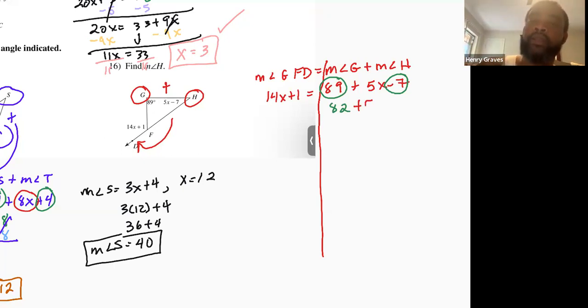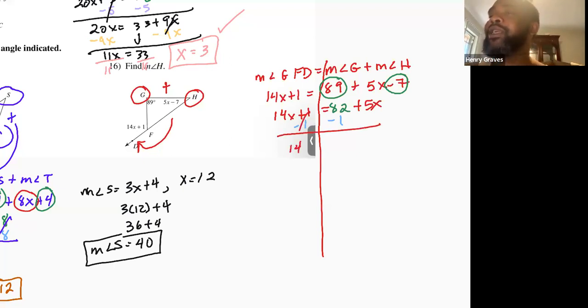Now I have variables on both sides and can play with them. So first I'm going to subtract 1 on both sides. That's easy, right? Subtracting 1. Now, why work hard? We can work smart. It goes away. So we have 14x is equal to 82 minus 1, which is 81, plus 5x.